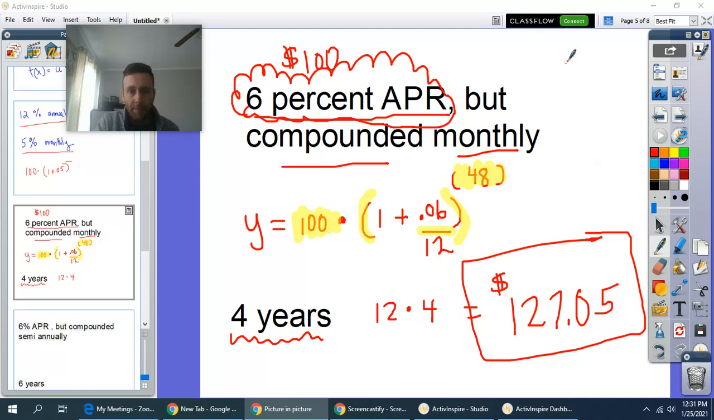So first of all, I'm going to find out, well, how much money did I just gain? Okay, I just gained 127.05 minus 100. I just gained $27.05 in interest.